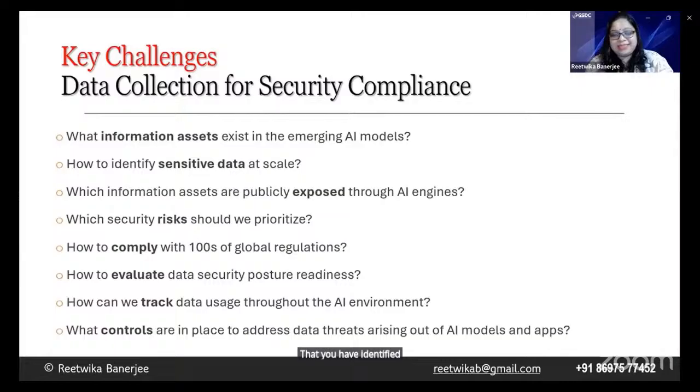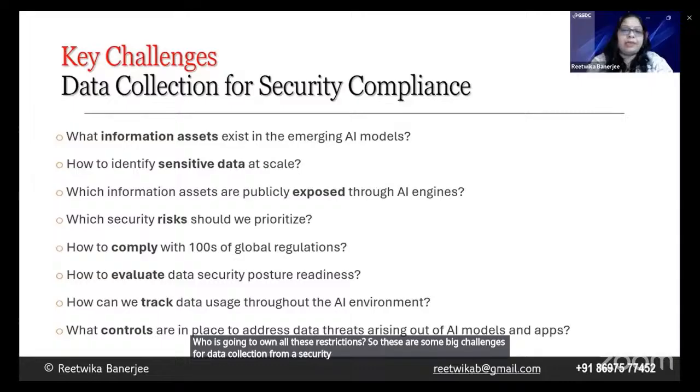I know this risk. I'm ready to accept this. Do I have a taker of this risk ownership? Who is going to own all these risks which we have just talked about? So these are some big challenges for data collection from a security compliance standpoint.